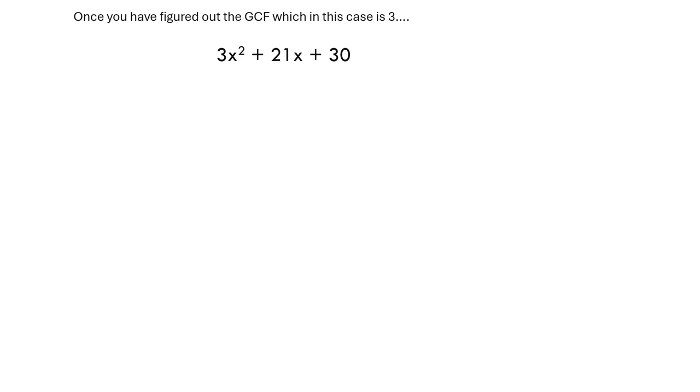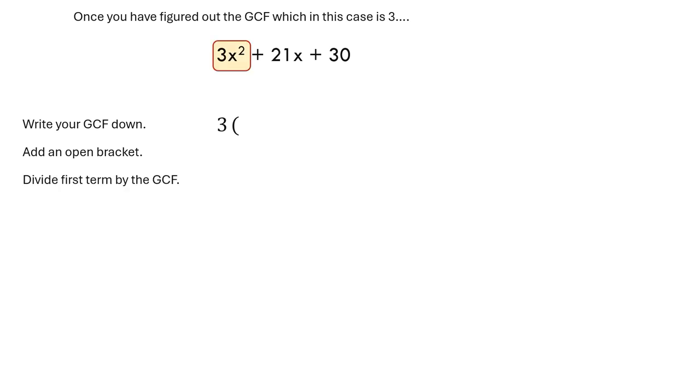Now that we have our greatest common factor, we'll write it down. We'll put in an open bracket. And then we will look at our first term and divide it by our greatest common factor. 3x squared divided by 3 is x squared. We'll put it inside the bracket.